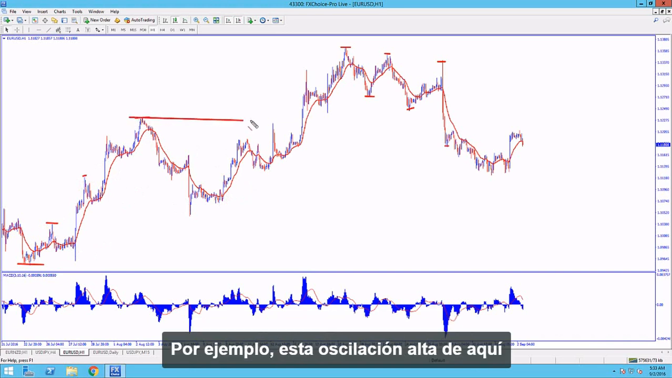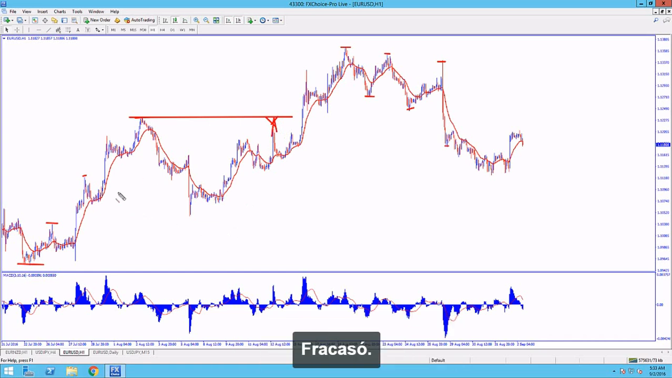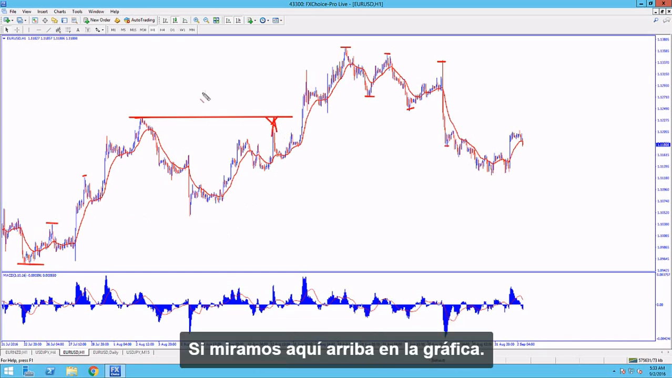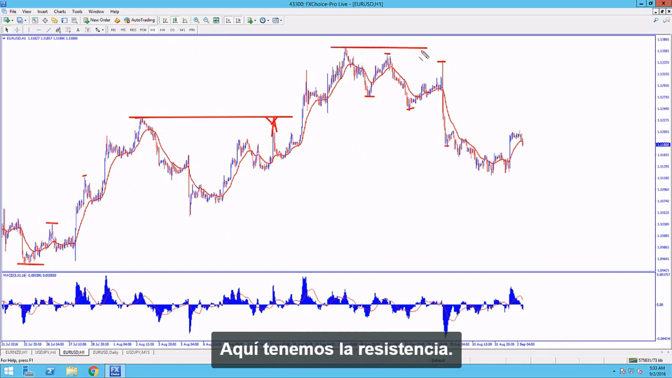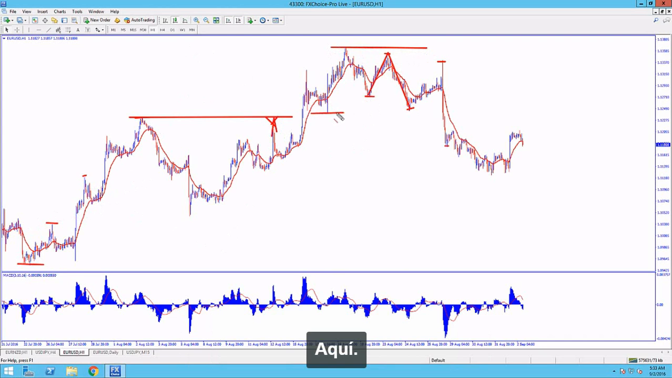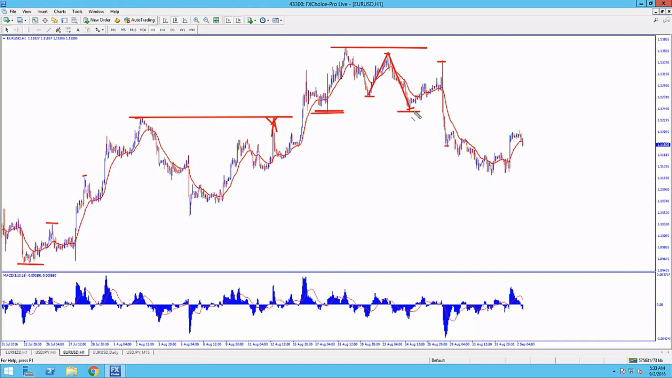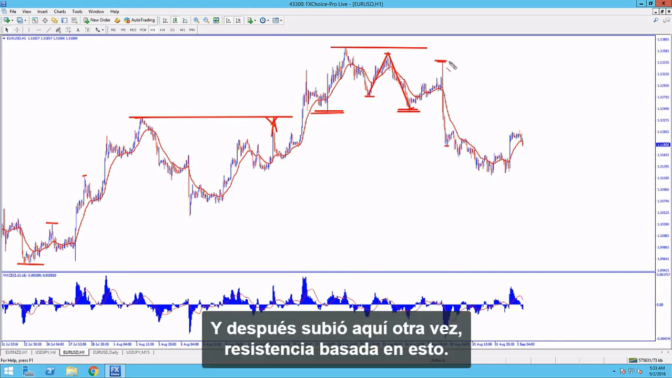For instance, right here, that swing high became important when the market traded, or what they call tested up. It failed. If we look at the charts up here, so here, that's resistance. It's above the market at the time, right? Market went up, found resistance, came down. Here, as you can see, prior swing low, that's a support. And then up here again, resistance based on this.